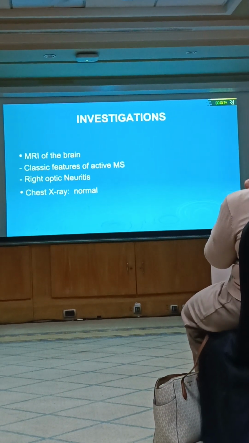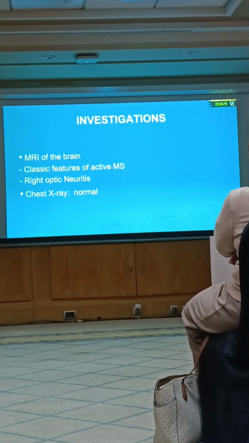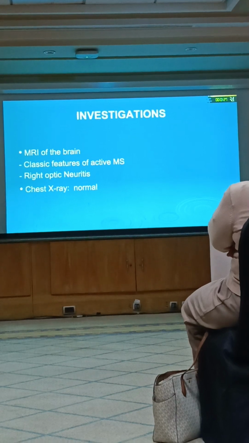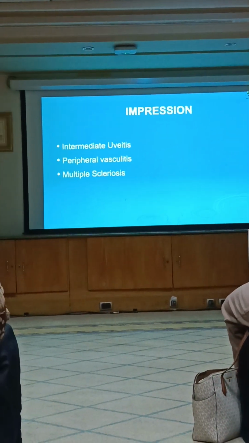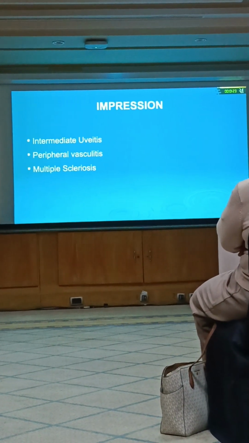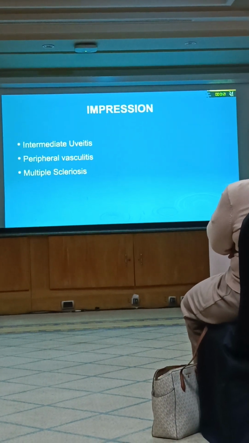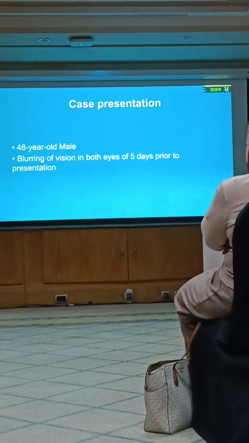MRI of the brain was done, and it revealed classic features of active MS. And this is based on narrowing the differential diagnosis, and chest X-ray was normal. So our impression was intermediate uveitis, peripheral retinal vasculitis, and multiple sclerosis.